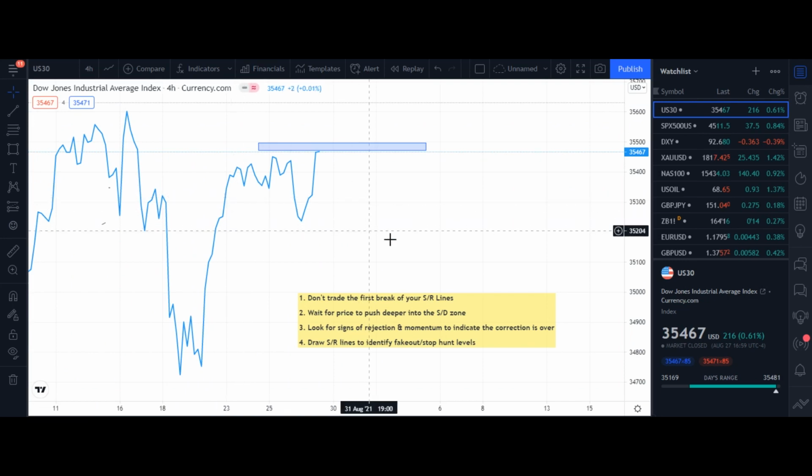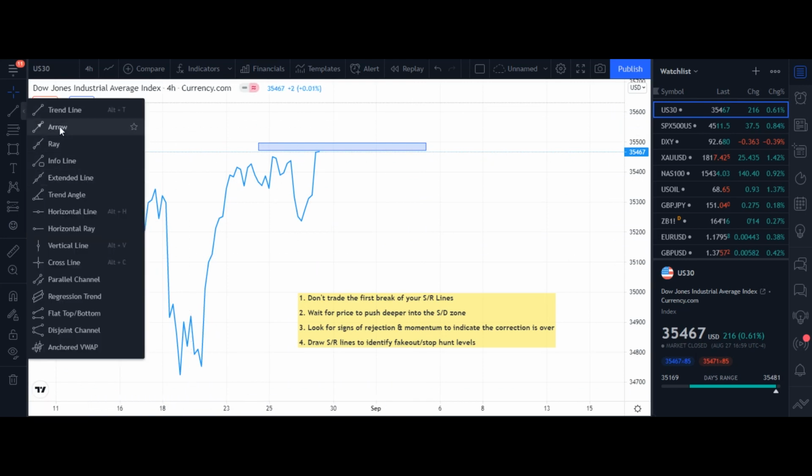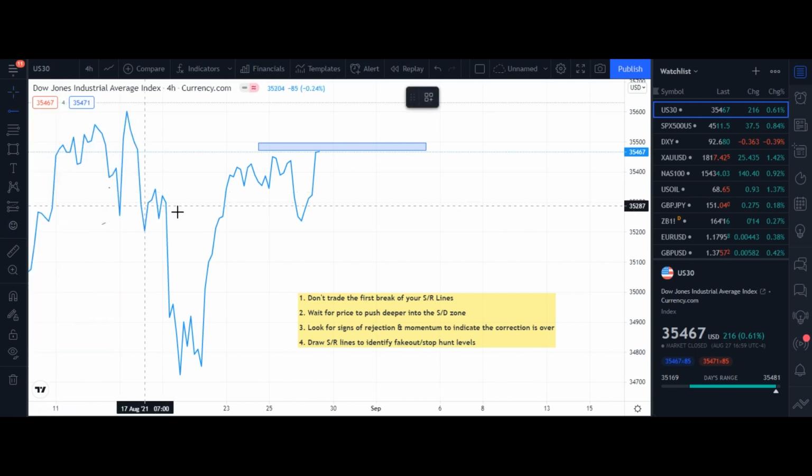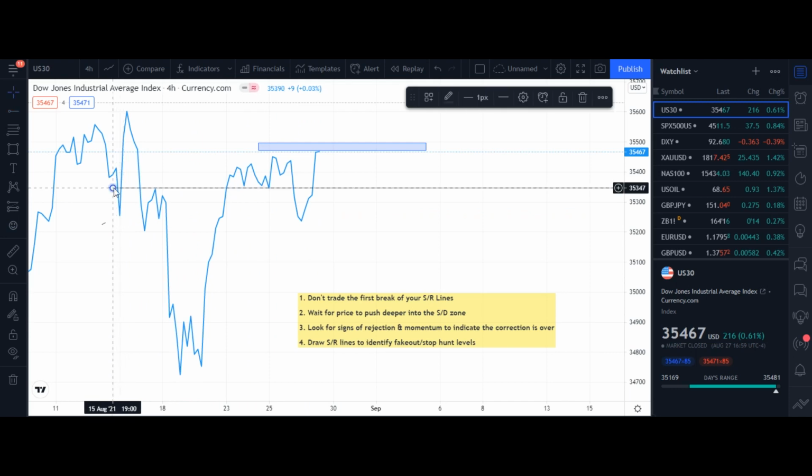So let's start off from the beginning. Naked chart. All right, Dow Jones. So here's where your support and resistance lines will come into play. Just like we started off in the very first video, we're looking for major turning points in the market. All right, we'll do right here.